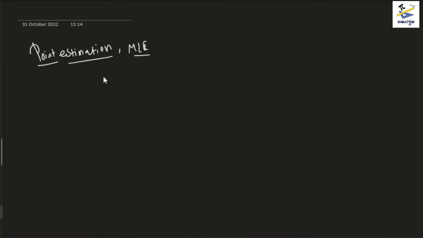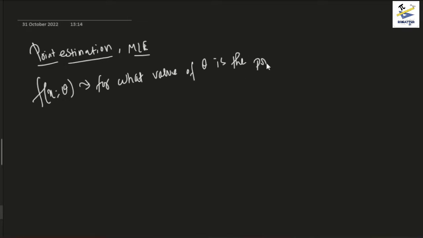So, suppose you have a PDF f of x with a parameter theta, and you want to estimate for what value of theta is the probability maximum. So if this is your question, then MLE is the answer. So for questions like this, what you do is you try and use the maximum likelihood estimator, right?